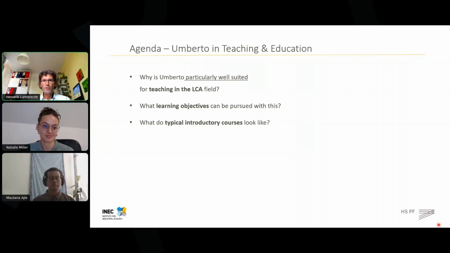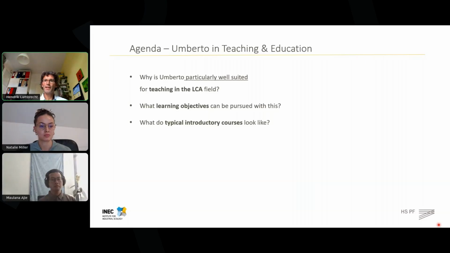In this part I want to shed a light on the question of how we can use Umberto specifically in teaching and education. And actually, like Maulana, I'm working at a University of Applied Sciences. But I would say that even though this is applied, we are nevertheless looking also into the theoretical details of life cycle assessment. We have a master study program, life cycle and sustainability, and also a bachelor program.